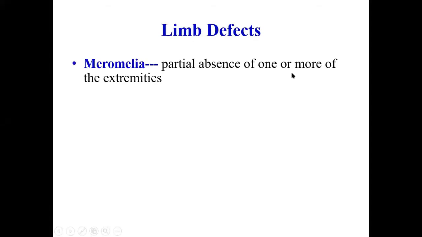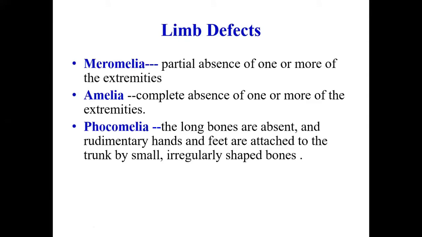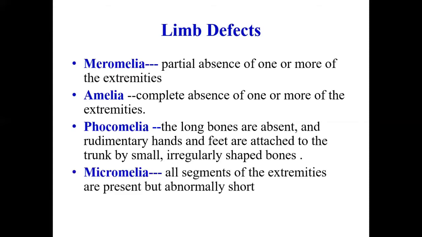What are the limb defects? There are various limb defects like meromelia, which means partial absence of part of an extremity. Amelia, complete absence of one or more extremities. Phocomelia means long bones are absent. Rudimentary hands or feet are attached to the trunk by small irregularly shaped bones. And micromelia means all segments of the extremities are short.